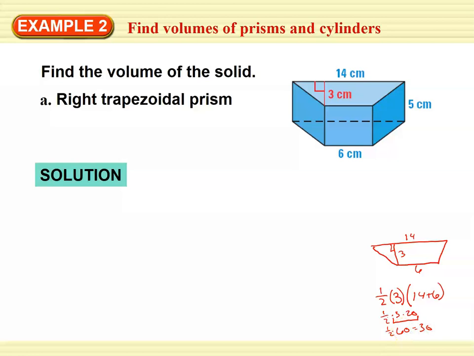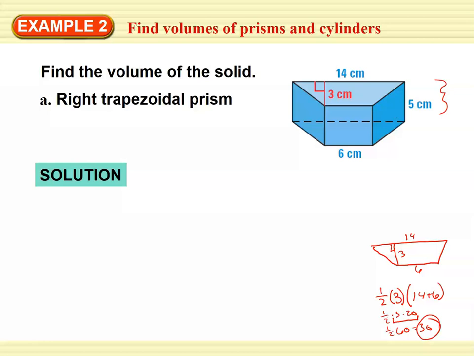So that means if I were trying to build this with blocks, I would need 30 blocks for just the bottom layer. But then I'm going to need to stack some more layers on top to get that prism to be 5 centimeters tall. So I take the area of the base and I multiply it by the height of the prism.